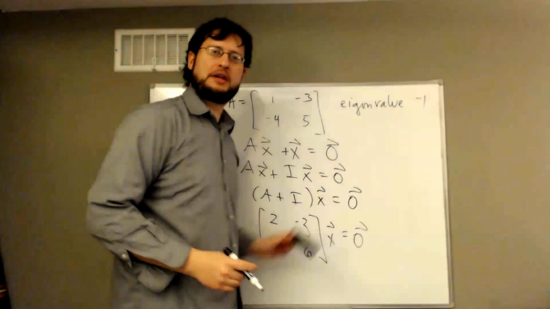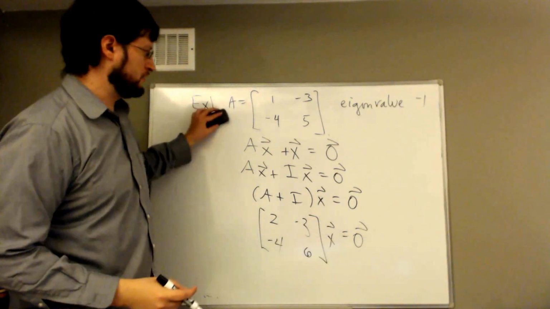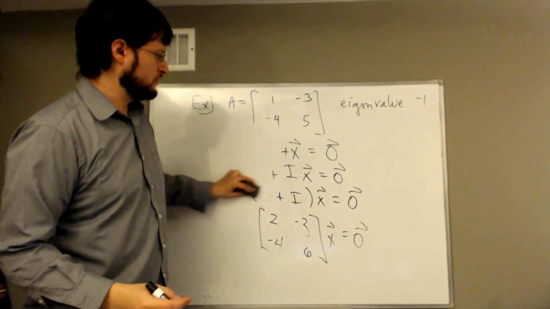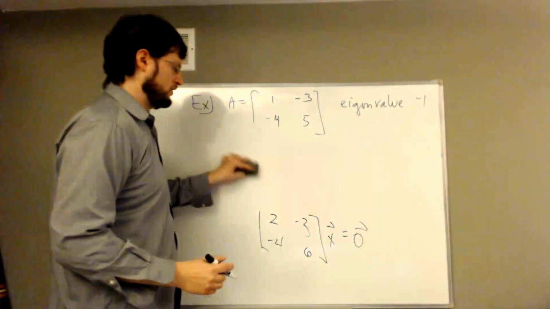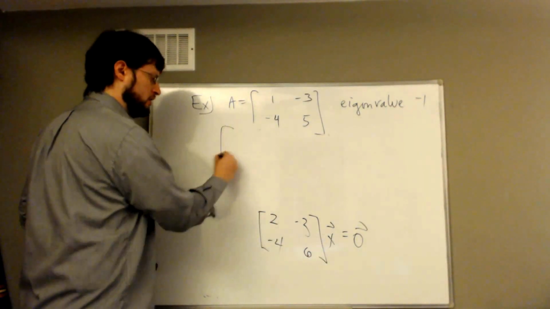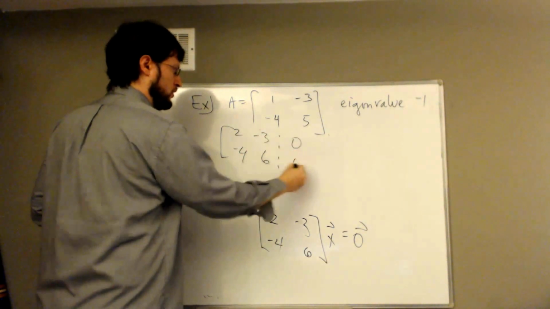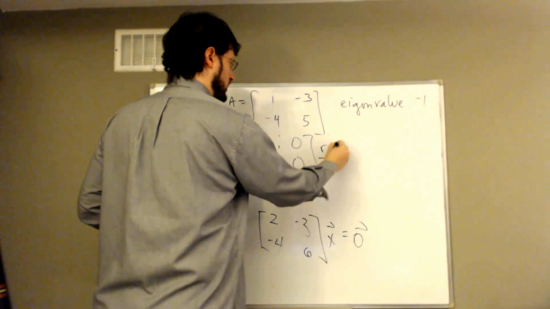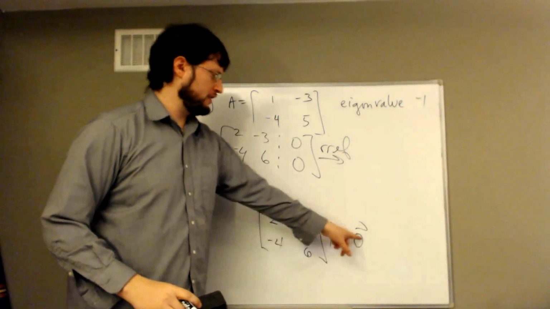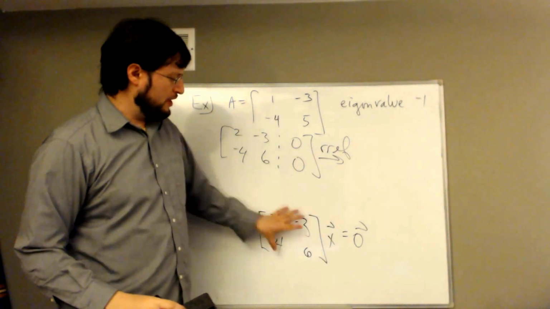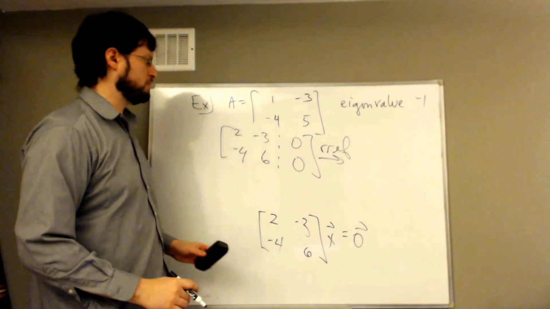But this is just a good old matrix equation that we know how to solve. We solve that by row reducing. So we row reduce 2, -3, -4, 6, 0, 0 and see what we get. That's what we're looking for. We're solving Ax equals 0. This isn't A anymore, but a matrix times x equals 0. So we row reduce, we see what we get.